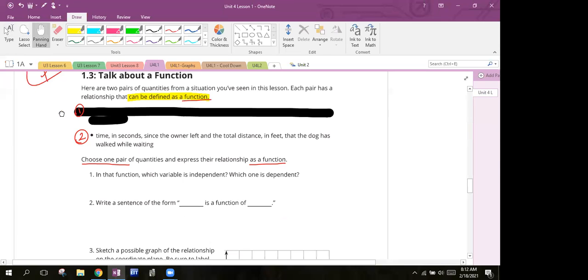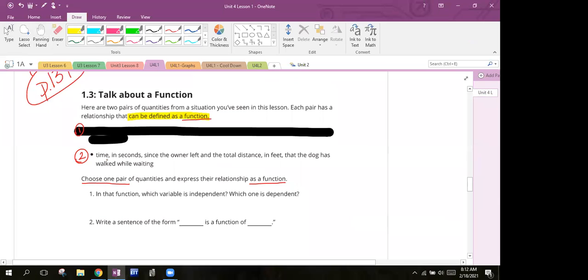So it says, here's our quantities that we're going to be working with. We're going to be working with time in seconds since the owner left, and the total distance in feet the dog has walked while waiting. Okay, so time and distance are two main variables for the situation.